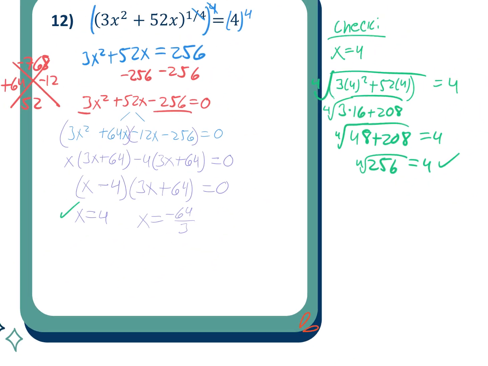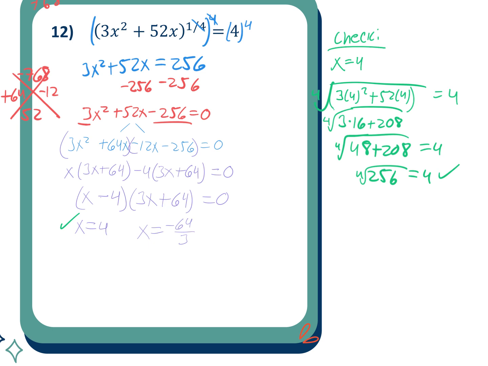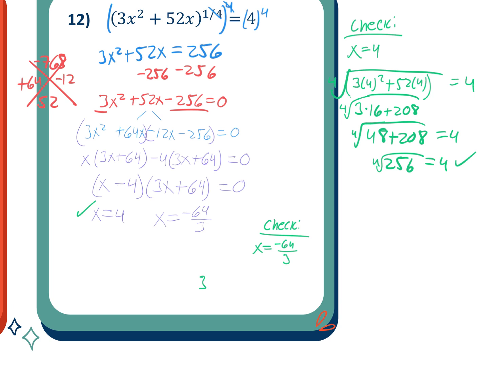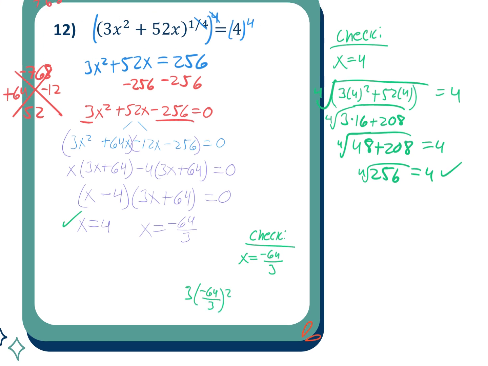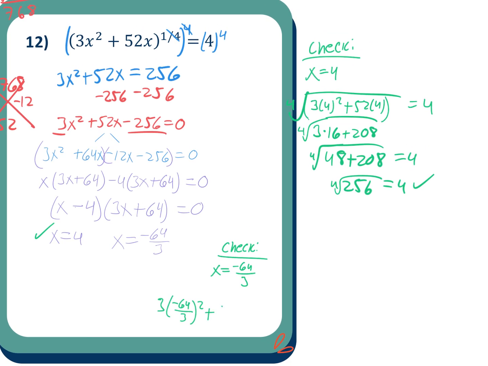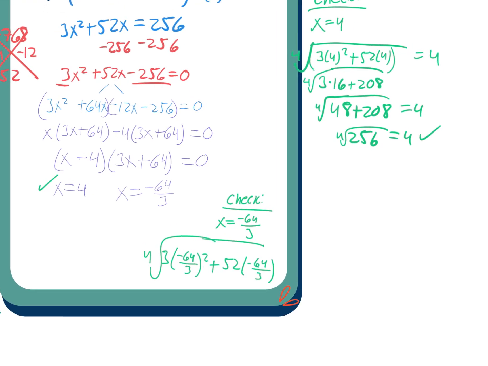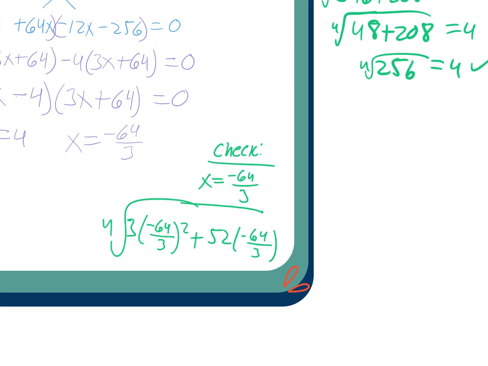And then we can check negative 64 over 3, right? So I'm going to check that one as well. All right, so we get 3 times negative 64 over 3 squared plus 52 times negative 64 over 3. And this is all under a fourth root, right? So again, we want under the radical to equal 256, right?